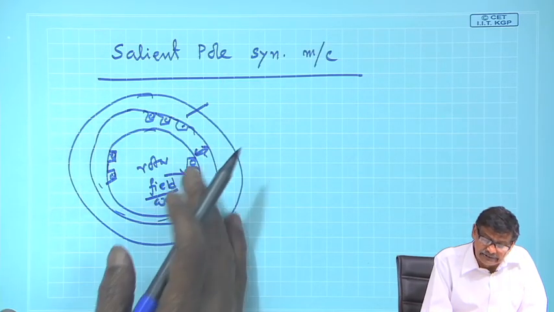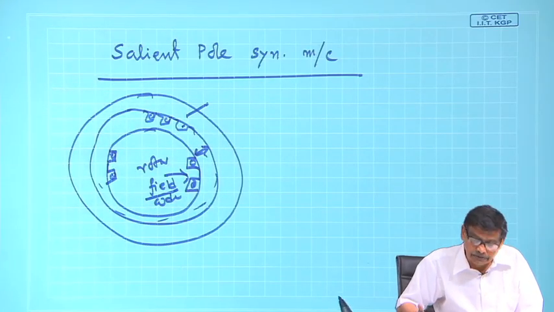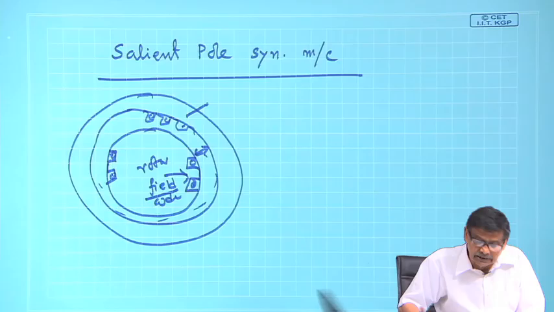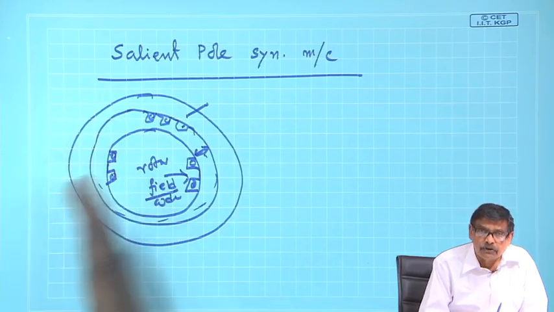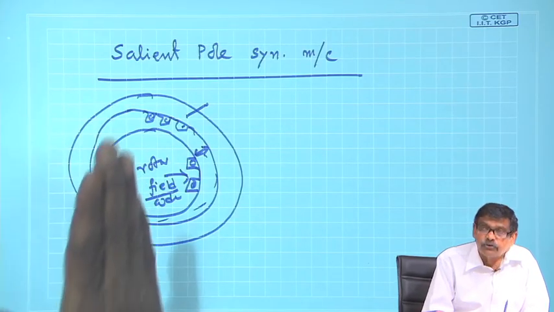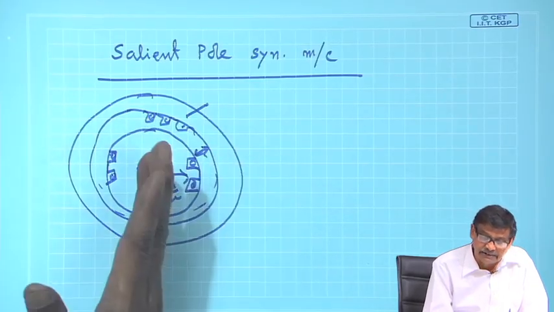And this stator field rotates at synchronous speed, and the rotor has to rotate at synchronous speed. Whether it is operating as a motor or generator, it does not matter. Only thing is, in the generator mode of operation, the rotor field will be behind the net field.